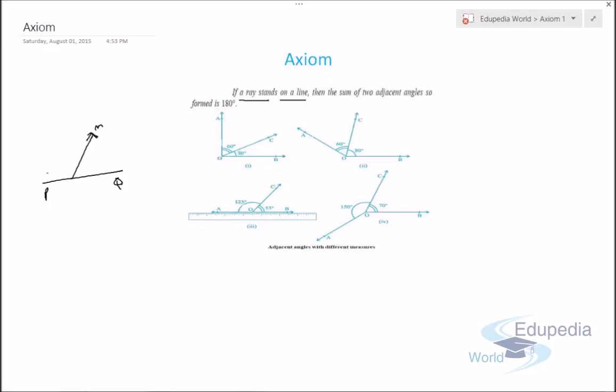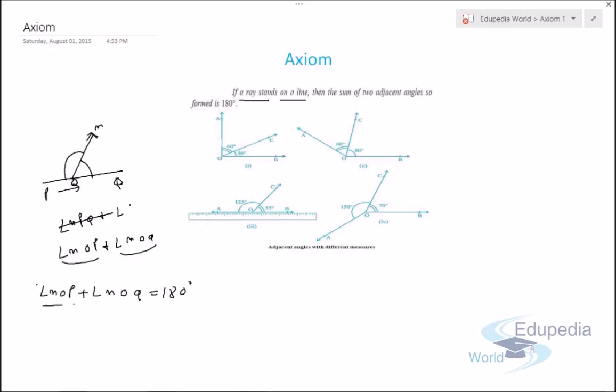As we have discussed in the previous videos, adjacent angles are this angle and this angle. According to the axiom, if a ray N stands on line PQ at point O, then we have two adjacent angles, angle NOP and angle NOQ. According to the axiom, the sum of these two adjacent angles, angle NOP plus angle NOQ, will always be 180 degrees. So this is the axiom.